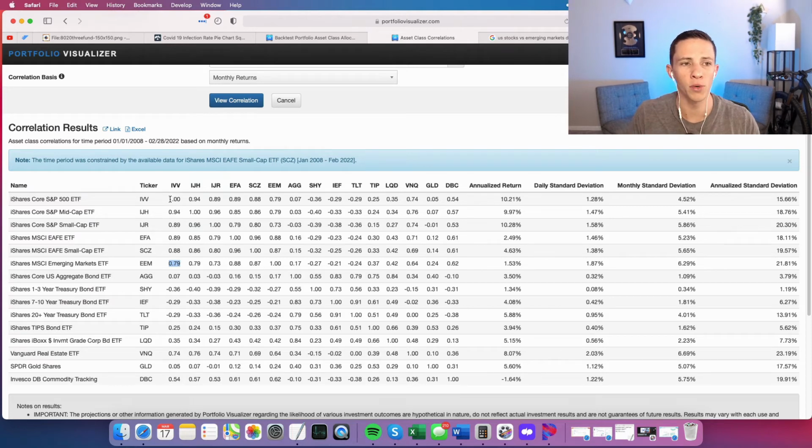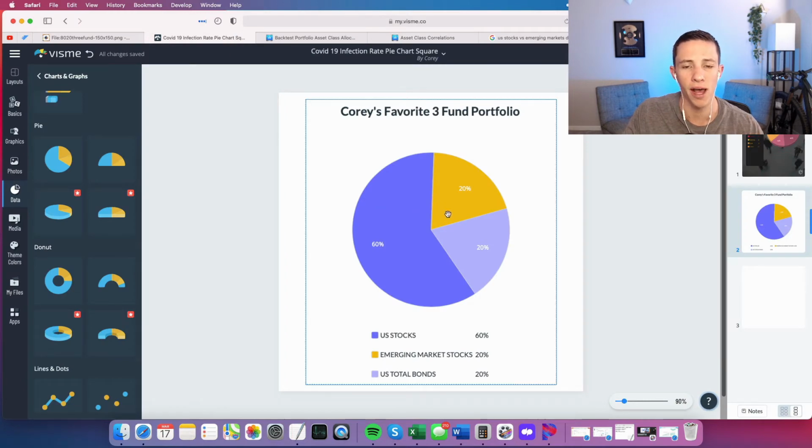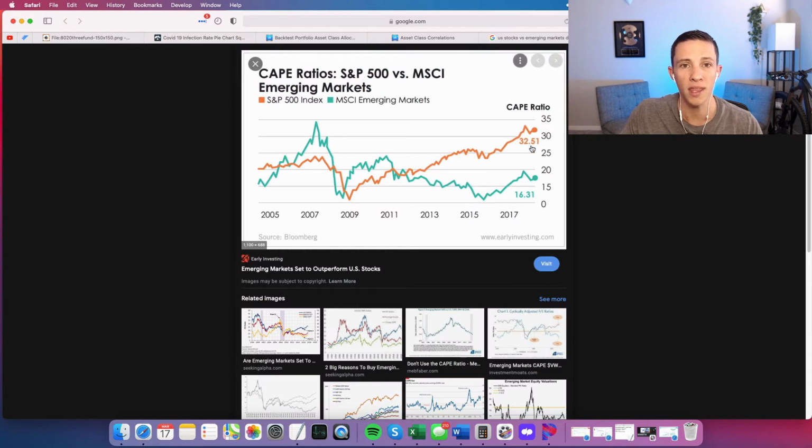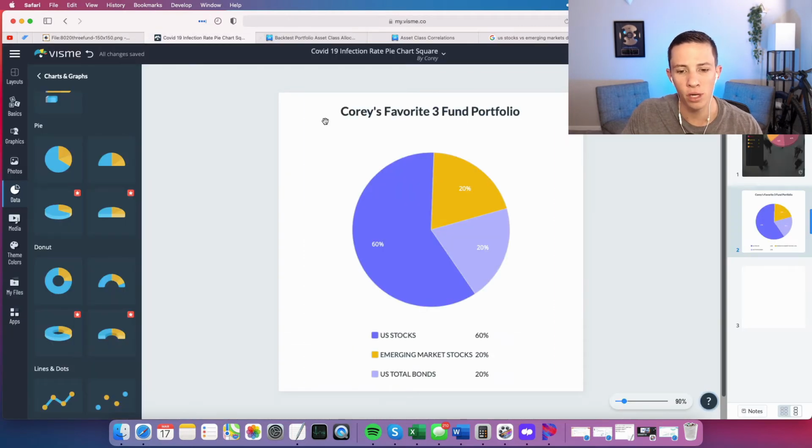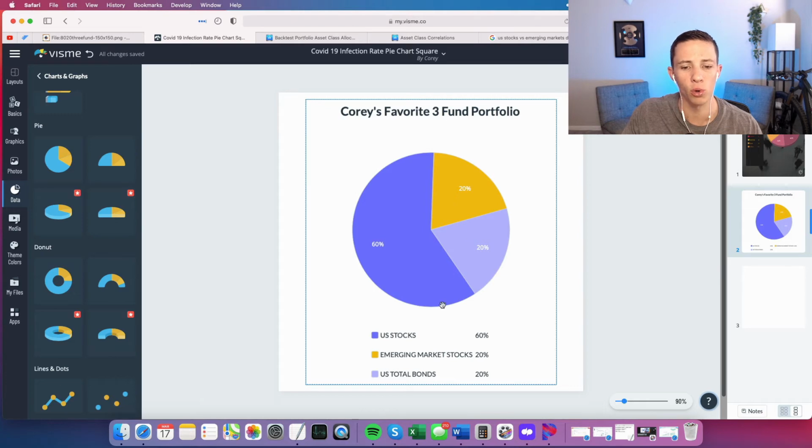So that is why I would like to hold emerging markets in my 3-fund portfolio in place of international stocks, simply because, number one, international does not provide as much diversification value as emerging markets, but also international stocks, and more specifically emerging markets, are at a much lower valuation, and they have much different valuations than the US stock market. So in consideration of that, I want to hold emerging markets in there, but I'd also like to hold a little bit more in emerging markets than I think a lot of people would.